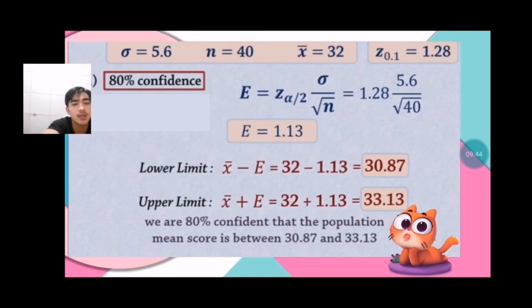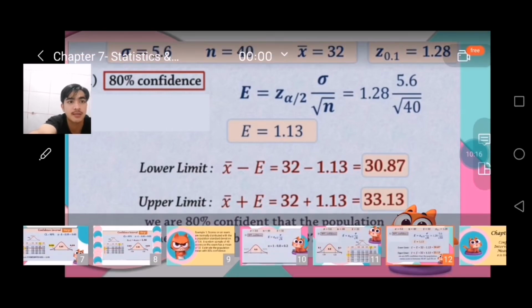So for the lower limit, you will have 32 minus 1.13 equals 30.87, and the upper limit you will get 32 plus 1.13 equals 33.13. To interpret this, we say we are 80% confident that the population mean score is between 30.87 and 33.13.